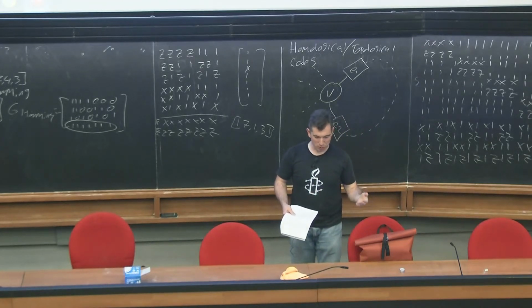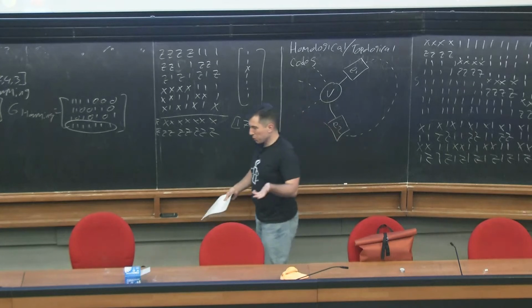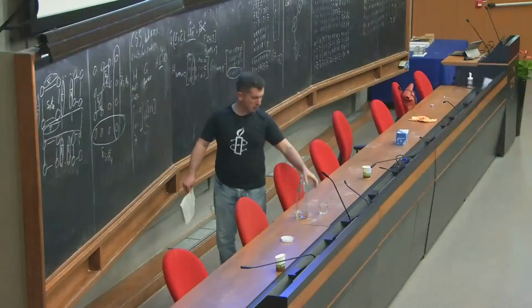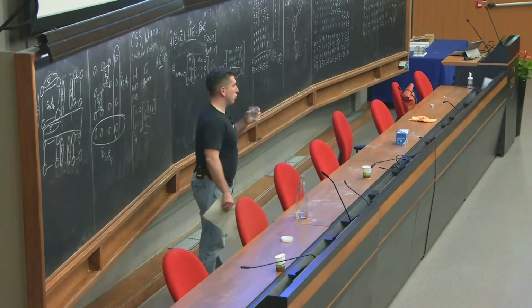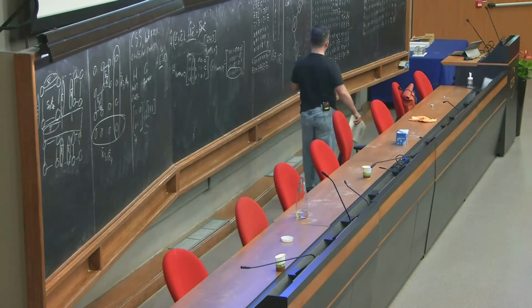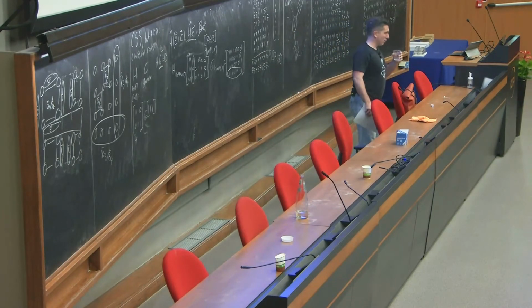What is the N of this code? We don't know. What is the K? No clue. What's the distance? Hoo boy. But I've made the stabilizers commute. You have to add a little bit more mathematical sanity in order to be able to say what the N, K, and D of such a code are.